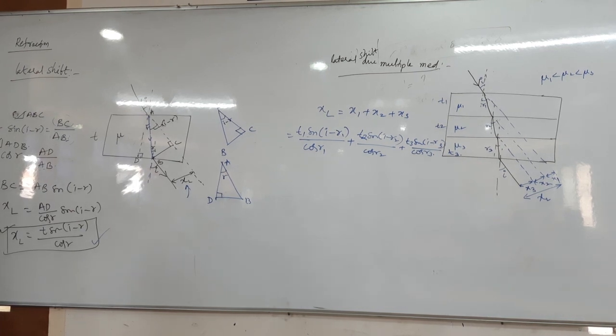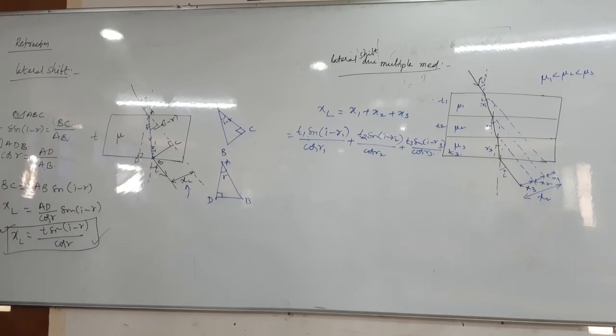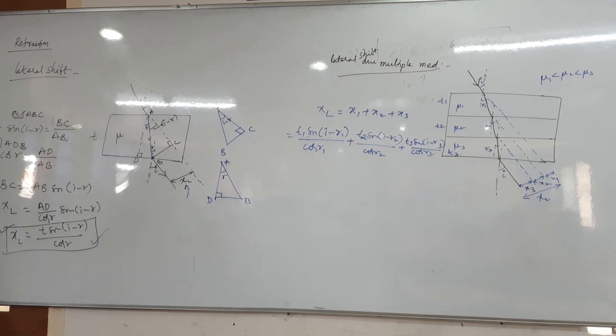You are saying that for the second medium, the first medium's ray will be the incident ray, R1. No, we have to always take with respect to the first incident angle only. What I said: the displacement between the emergent ray and the first incident ray.